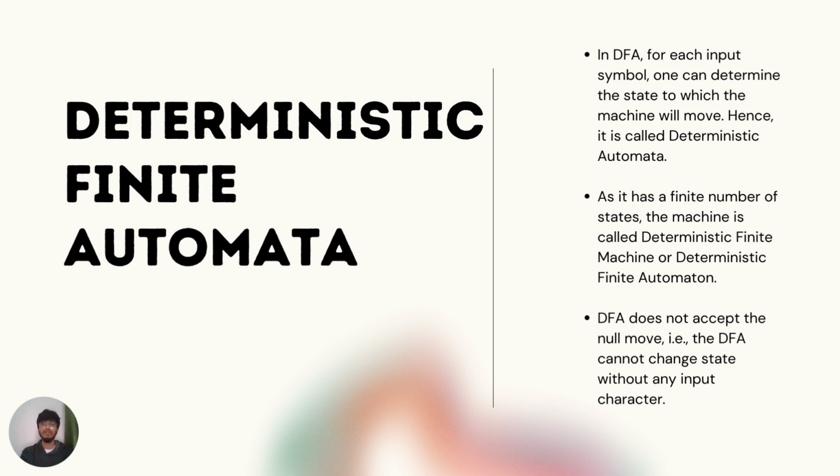So, why do we call finite state machines deterministic? We call them deterministic as for each input symbol, we can determine the state to which the machine will move. Also, these machines have a finite number of states, hence the finite in the deterministic finite automata. It is important to note that DFA does not accept the null move. That is, DFA cannot change state without any input character.